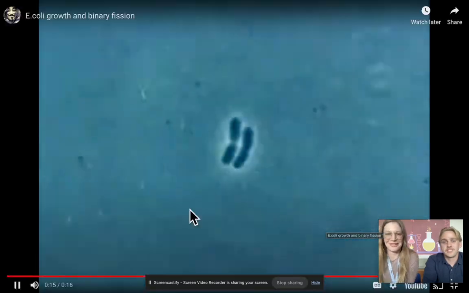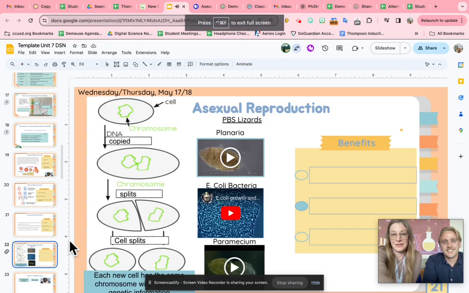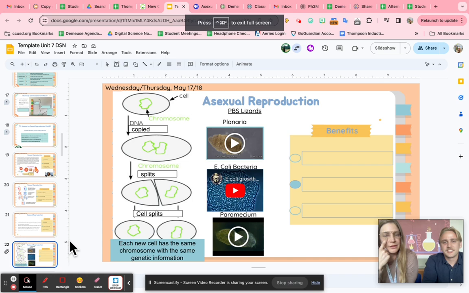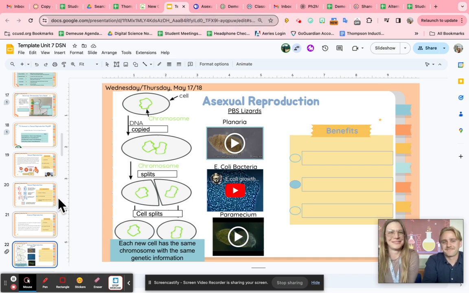Is 5,000 billion a real number? That's why I went blind in my eye in only 24 hours, because the bacteria can reproduce that fast.